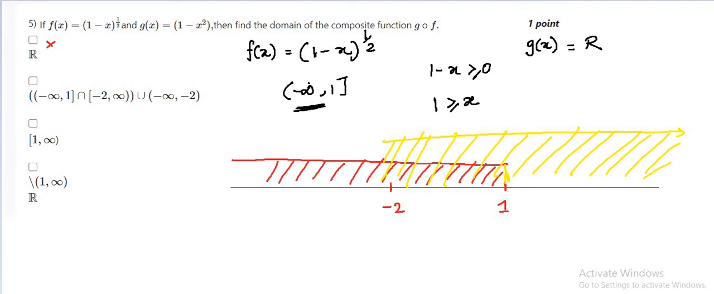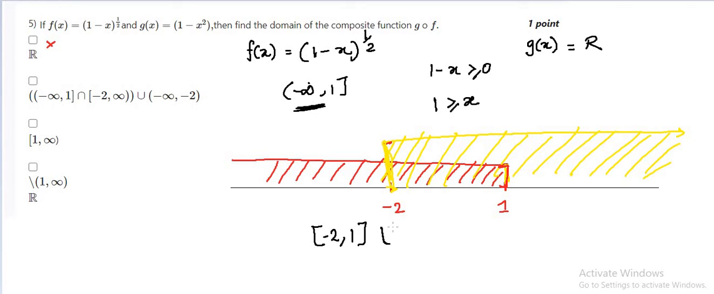And you know that these are closed intervals. At 1 it's a closed interval, and at minus 2 again a closed interval. So the intersection of these two intervals is nothing but the closed interval minus 2 comma 1.